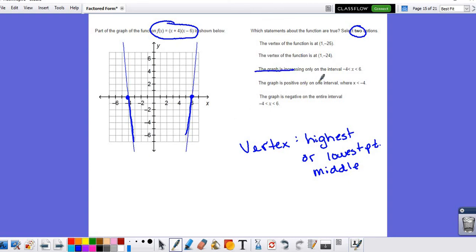And the graph is positive only on one interval where x is less than -4. So if I'm at -4, my graph is positive. So positive and negative are different things. Remember, positive is above the x-axis. So these are both positive. Okay. And then these are negative, which is confusing when we're talking about increasing and decreasing. So the green is positive and the red is negative.